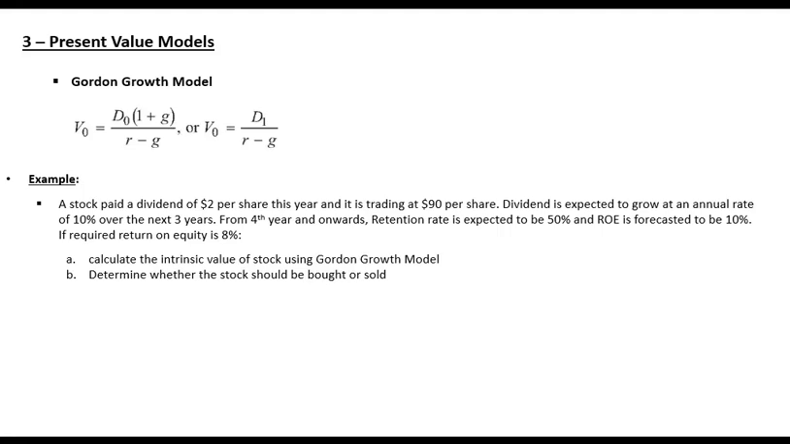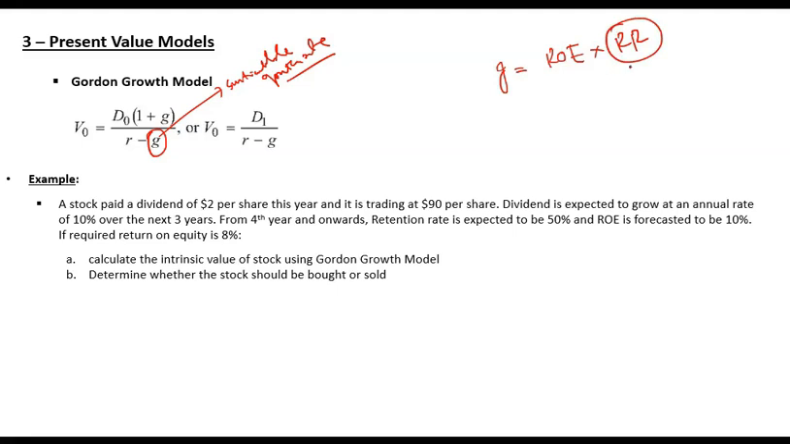So before you go on with this question, another key concept to remember with respect to valuation, with respect to the Gordon growth model, is this G, the sustainable growth rate. One of the ways of calculating the sustainable growth rate is a formula known as ROE into retention ratio. Retention ratio is 1 minus payout ratio. So for example, if a company pays 60% as dividend, 40% would be the retention rate. ROE is the return on equity.